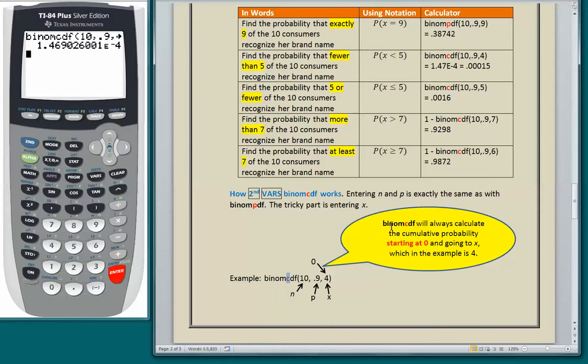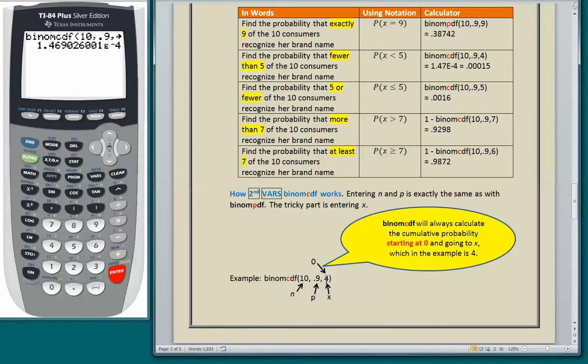Note what this says. Binom CDF will always calculate the cumulative probability starting at 0. Binom CDF always starts at 0. You can't see the 0, but I wrote it in here. You can't see that on the calculator. We start at 0 and we go to x, which is the number that you're going to put right here. So binom CDF will calculate the cumulative probability going from 0 to whatever number you put here.